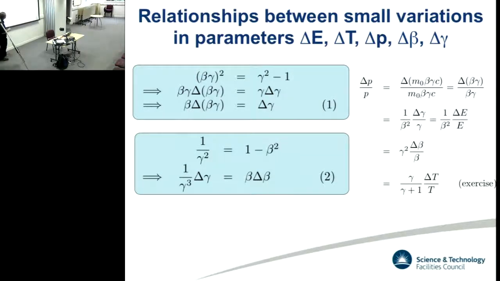What's the relationship between, if I want to make a small change in beta, and let's say I'm very close to the speed of light, I need to make a big change in gamma, which is what you would expect. If I'm very close to the speed of light, and to go from 99.9% of the speed of light to 99.91% of the speed of light, that's quite a jump in energy. And that's what this is saying.